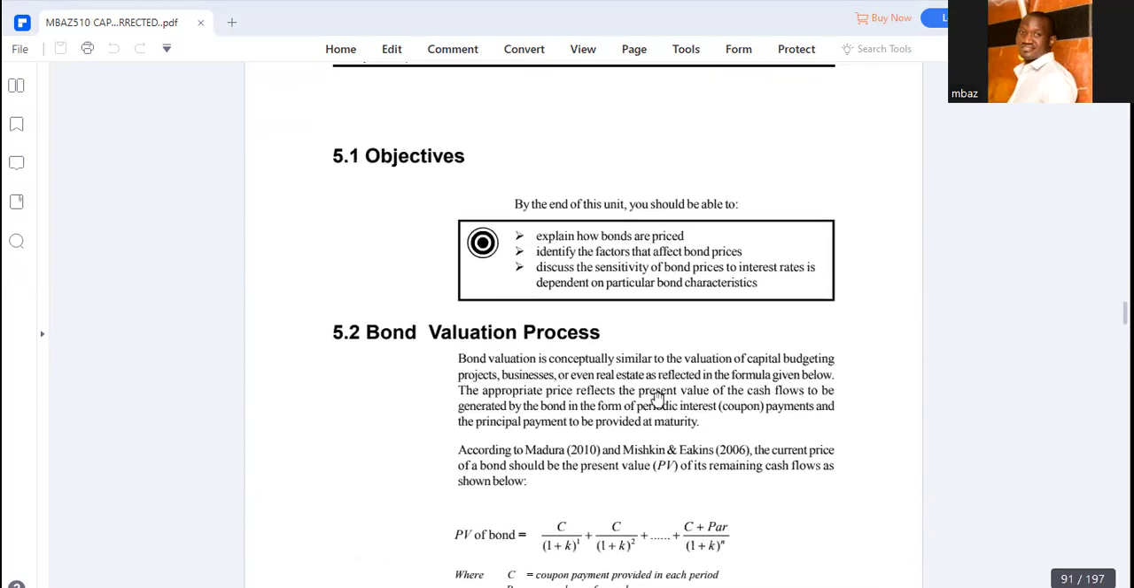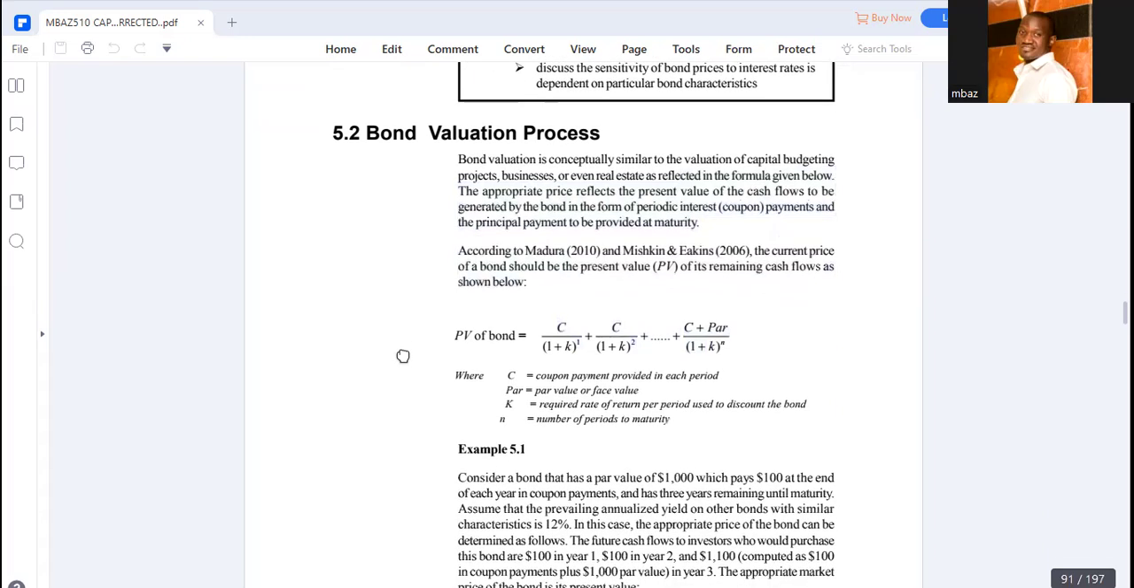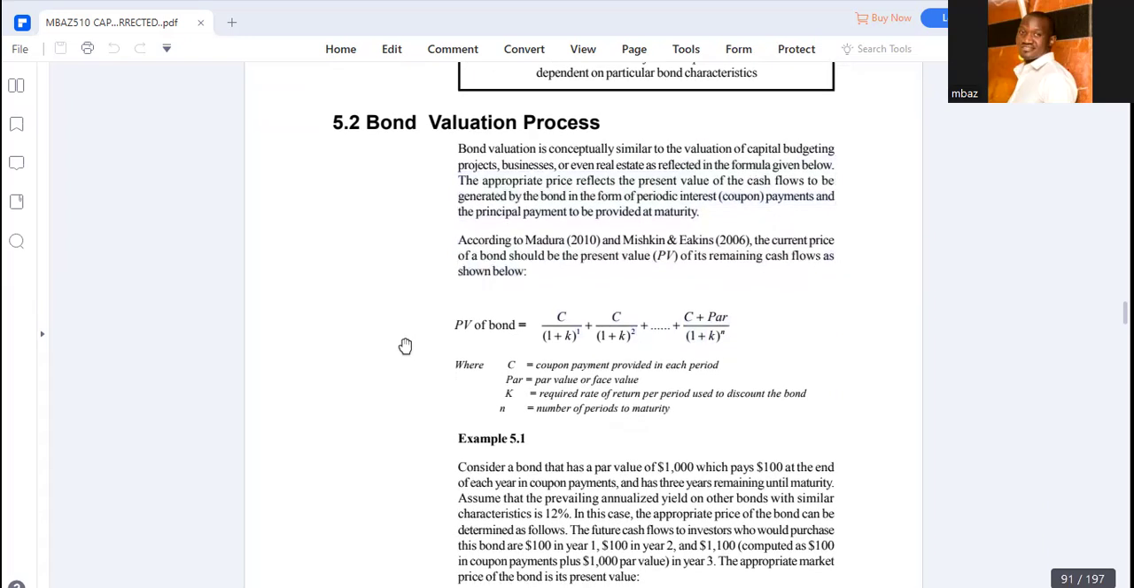By the time we are done with this chapter, we must be able to explain how bonds are priced and identify the factors that affect the prices of bonds, and also discuss the sensitivity or elasticity of bond prices to interest rates. All right, so we look at the valuation process.